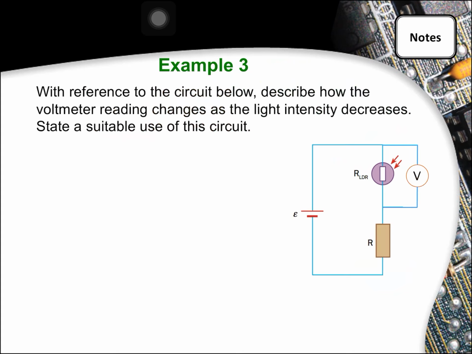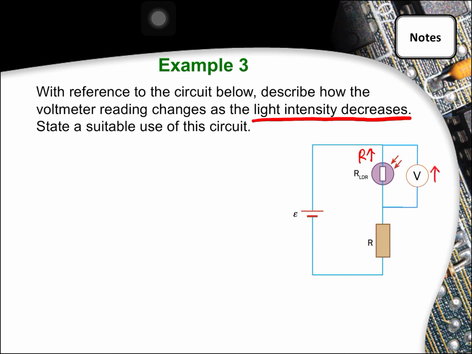Try this out now and pause here first. Okay, so describe how the voltmeter reading changes as the light intensity decreases. State a suitable use for this circuit. So they tell you that light intensity decreases. So when light decreases, resistance here will increase. When resistance here increases, it means that potential difference across it will increase.